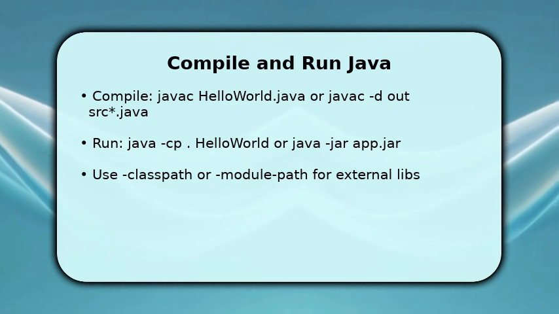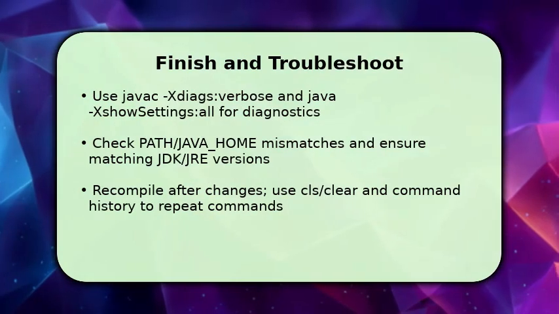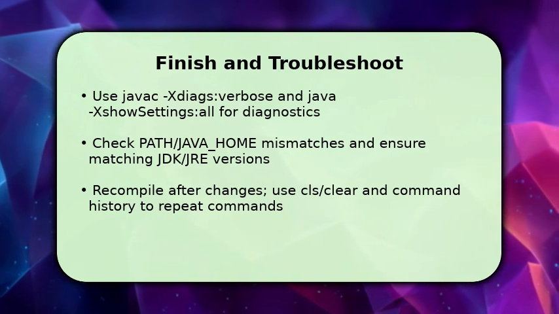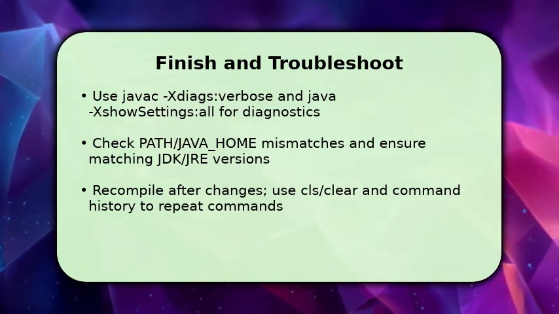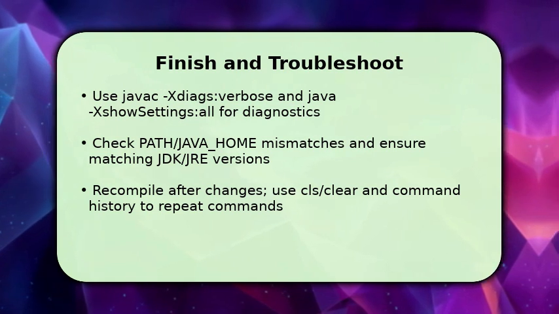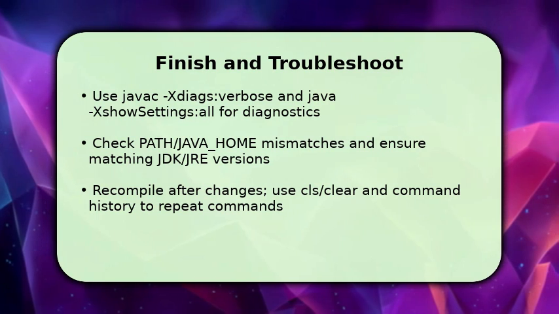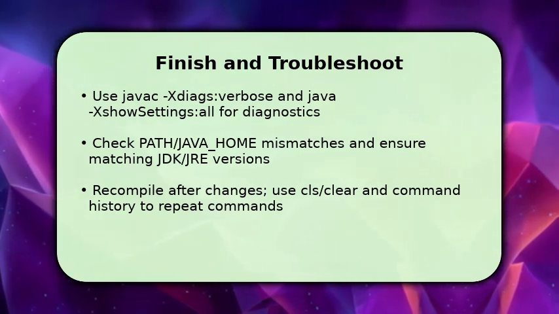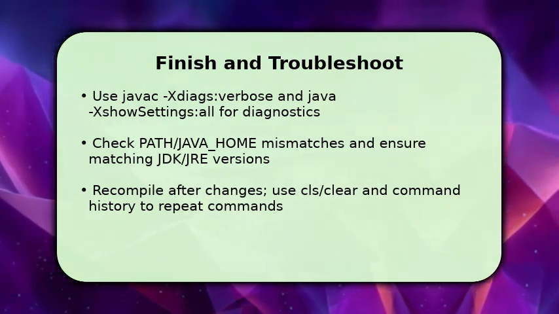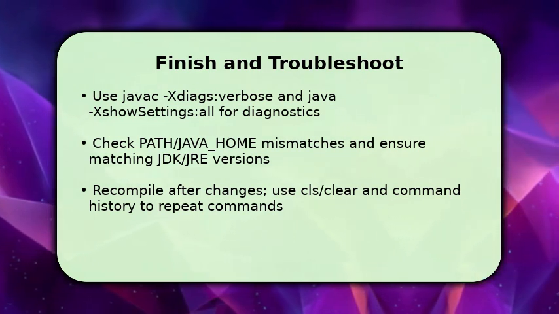To finish, recompile and run your program, and check output and exit codes to confirm everything worked. If you get errors, run JAVAC with verbose diagnostics and inspect stack traces to locate the source and line numbers. Make sure JAVA_HOME and PATH point to the same JDK version, because version mismatch causes cryptic runtime errors.